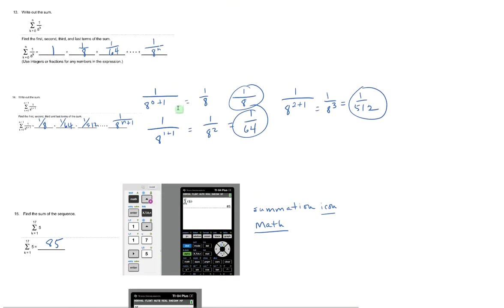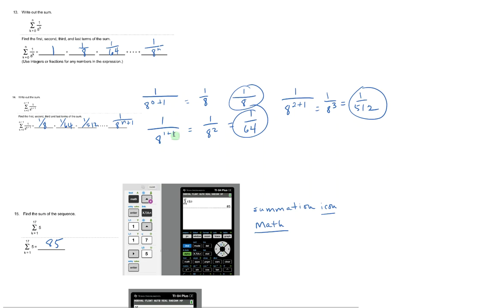Well, let's look at 14. So the function is 1 over 8 to the k plus 1. And we can pretty much write those terms out by hand. So this is 1 over 8 to the 0 plus 1. So that is just 8 to the 0. That's just 8 to the first. So that's 1 over 8.